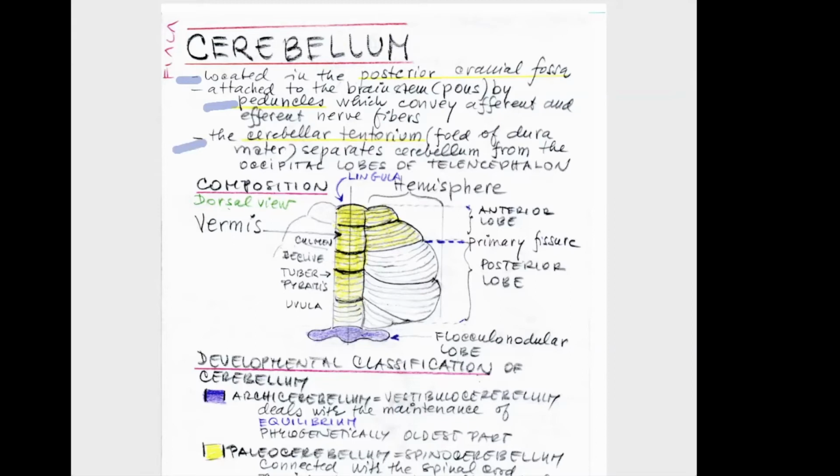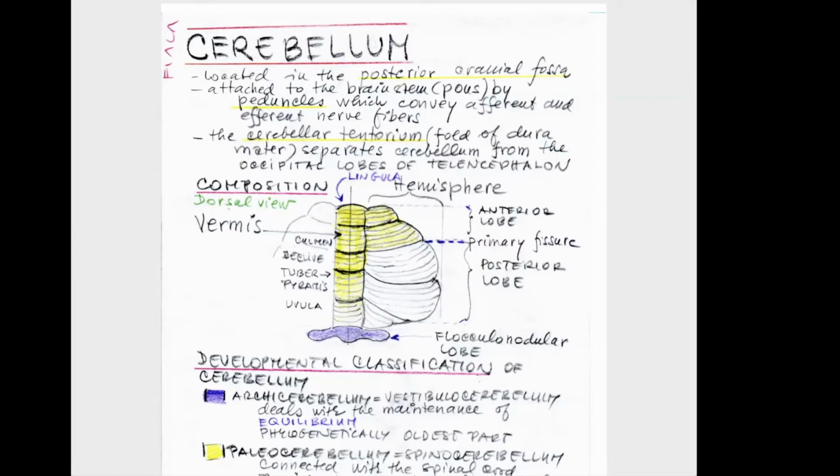The cerebellum is separated from the occipital lobe of the telencephalon by the cerebellar tentorium. Cerebellar tentorium is the name of the fold of dura mater. We remember dura mater forms the coat covering the brain, lining the cavity, being firmly attached to the bone, and it also forms the tentorium, which is the membrane lamina separating the cerebellum from the telencephalon.